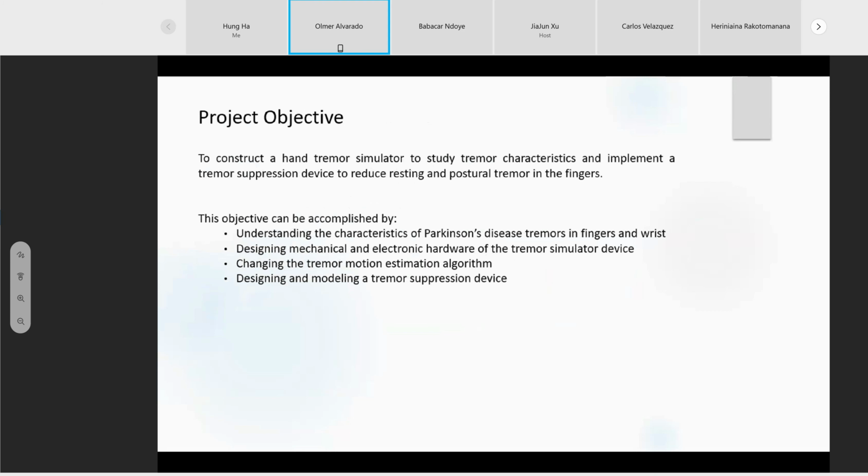That will talk about this slide, the project objectives.